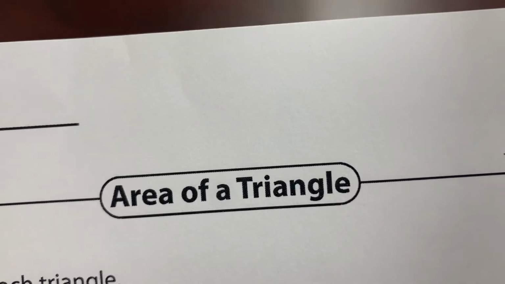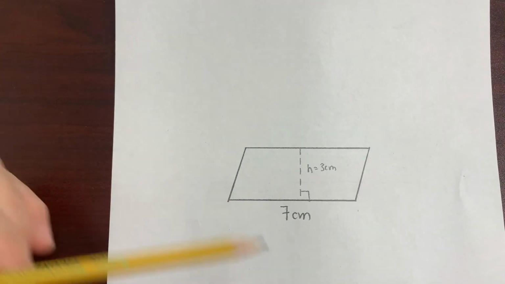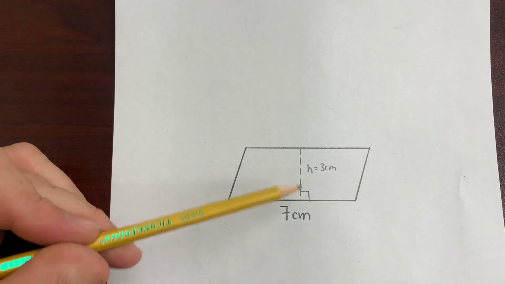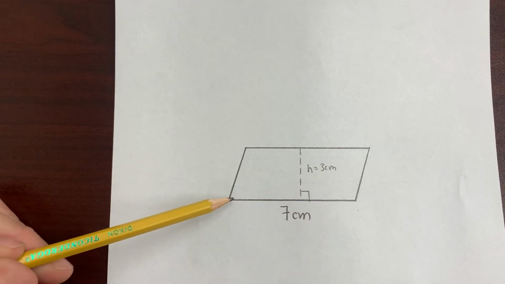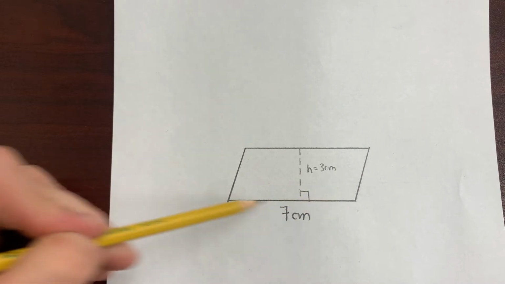All right, this video is about calculating the area of a triangle. So I'm going to start here with an explanation of why the formula is what it is. Here we have a parallelogram, and this one has a base of 7 centimeters and a height of 3 centimeters. We calculate perpendicular to the base.